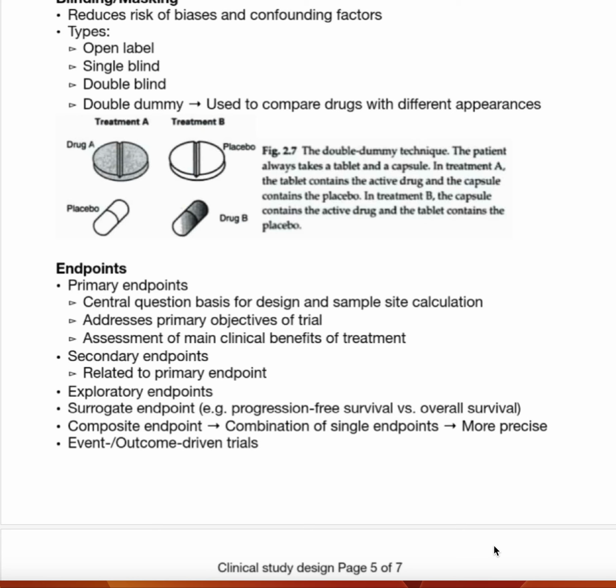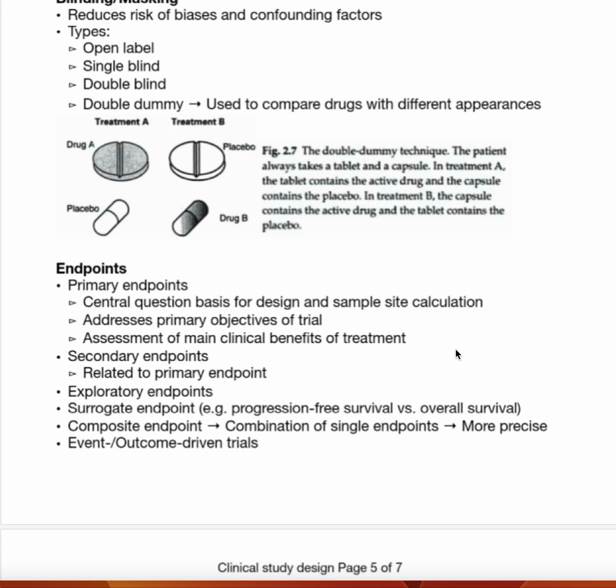So, the final thing that we discussed before is the endpoints. We have multiple types of endpoints. The first one is primary endpoints. It's the central equation basis for the design and the sample size calculation. Like, it's the basics, and we can know it from its name, primary endpoint. So it's the central basis for the design and the sample size calculation, like why we do this clinical trial and why we design it like that, and what is the calculation of the samples, and all this stuff.